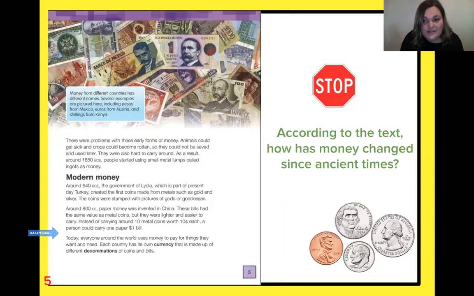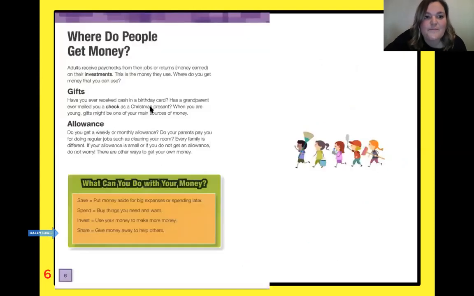Then what was wrong with the coins? They're heavy. They take up a lot of space. So they invented the paper money we use today. Pretty cool. I never knew some of that.